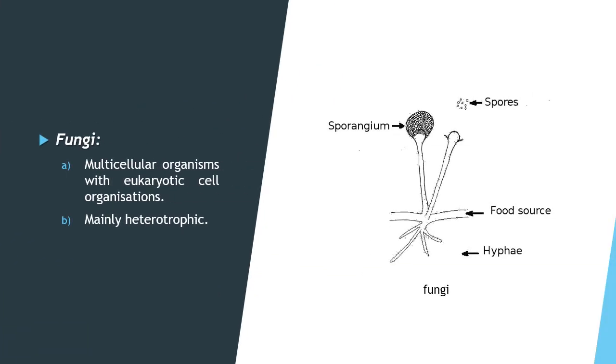Now, fungi. They are eukaryotic multicellular organisms. We see them everywhere. A large type of fungi is mushrooms, which are more familiar to us. And they are always heterotrophic. An example of fungi is Agaricus, whom we know as edible mushrooms.